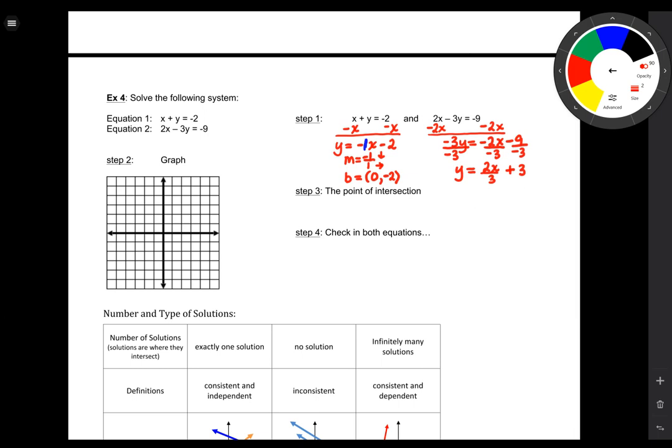Now we're going to identify the slope. So m equals 2/3. And please don't put an x there. Slope is just a fraction. B is (0, 3). Let's plot the first equation. So the first equation, you start at (0, negative 2). And then you go down 1, right 1.